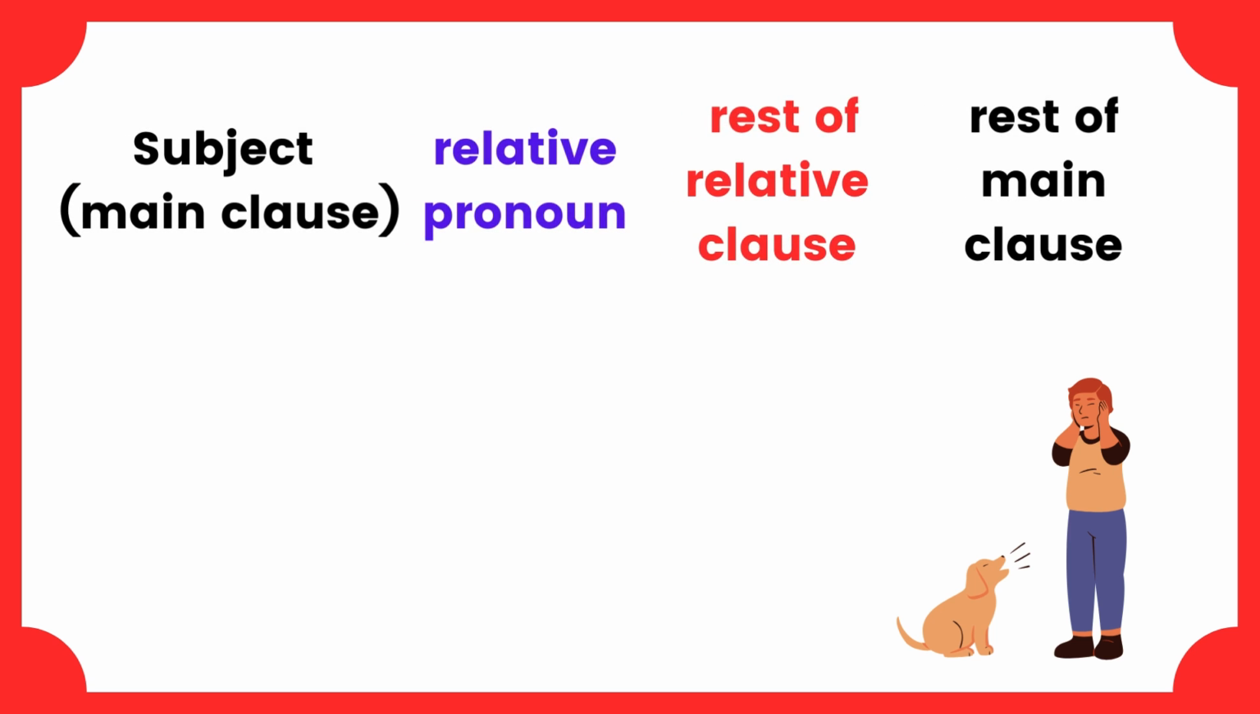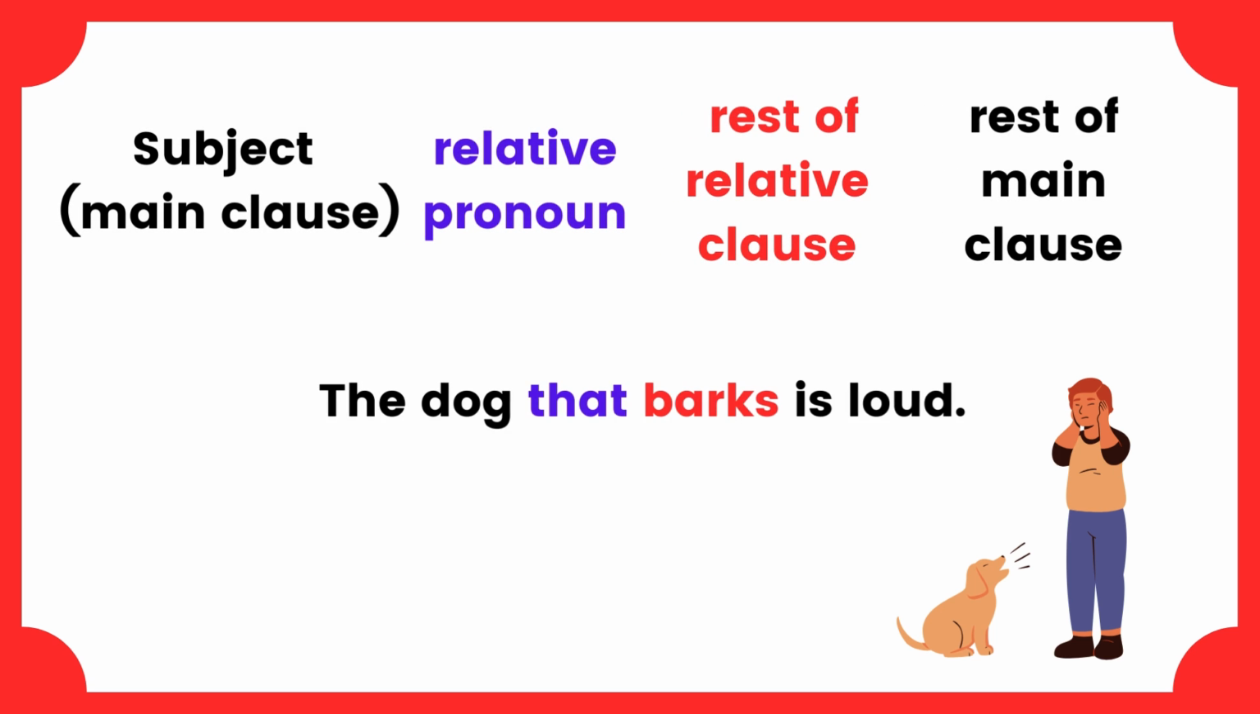Let's look at another one. Here we have "the dog that barks is loud." The dog is the subject of our main clause. The relative pronoun is that. "Barks" is the rest of the relative clause. And "is loud" is the rest of the main clause.